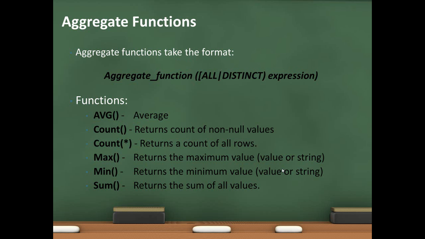But the count star just says, tell me all the rows that match this. And you're not looking at a particular field. It'll make more sense when we look at these in a second.